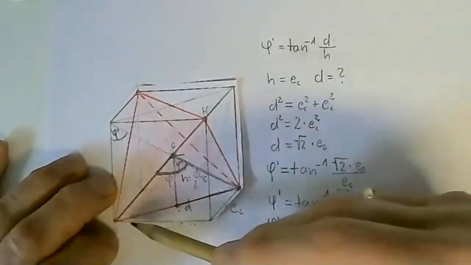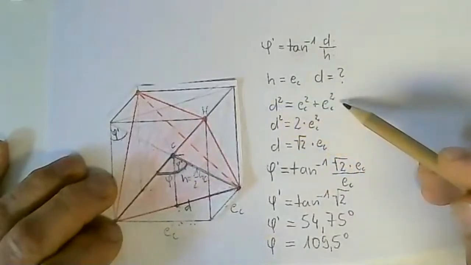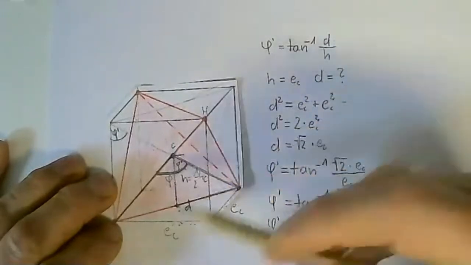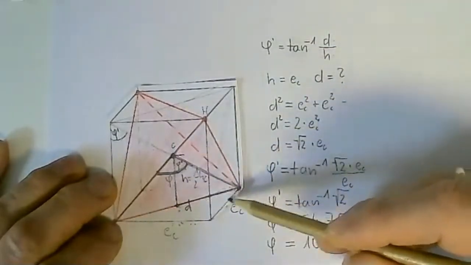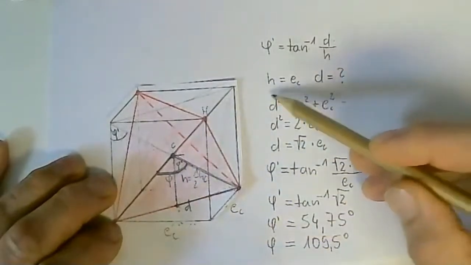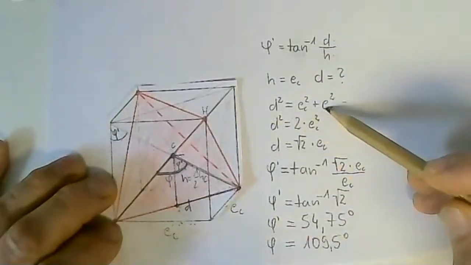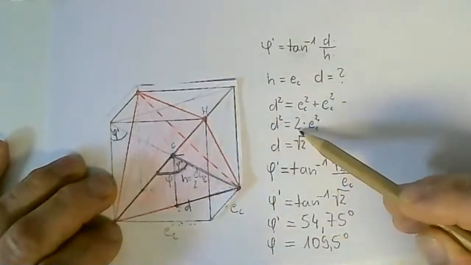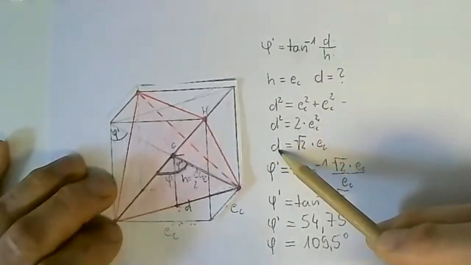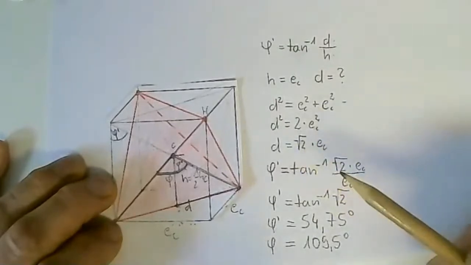Since the diagonal forms a right angle triangle with the edges, we can apply the theorem of Pythagoras. The square of the hypotenuse, here the diagonal, is equal to the sum of the squares of the catheti, here the edges. Since it is a cube, the edge lengths are equal, and so the square of the diagonal equals 2 times the square of the edge length. If we take the root, we get for the diagonal: edge length times root of 2.